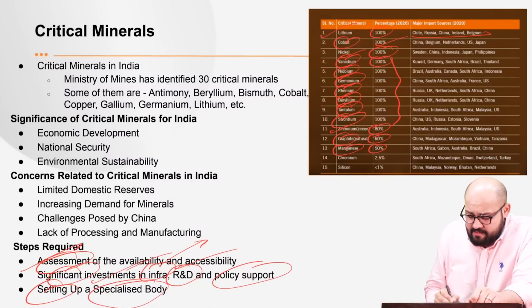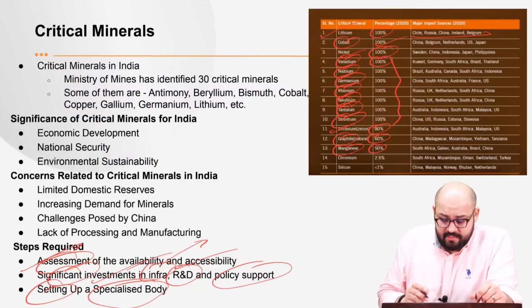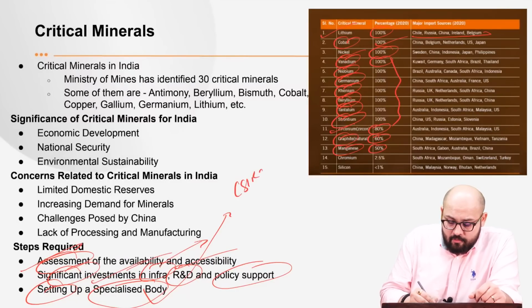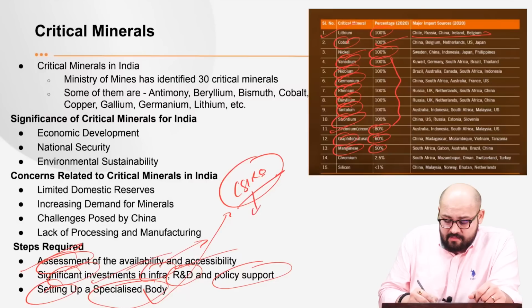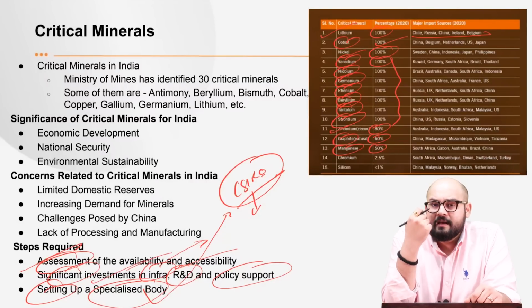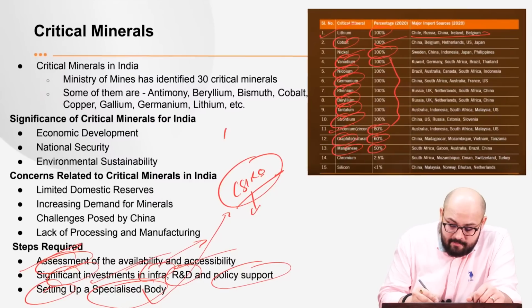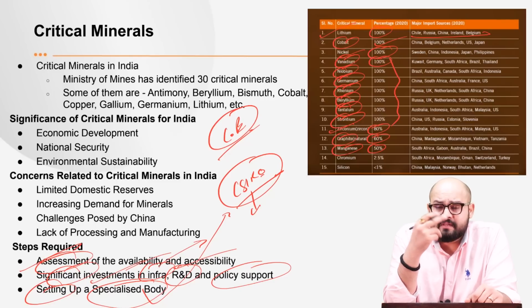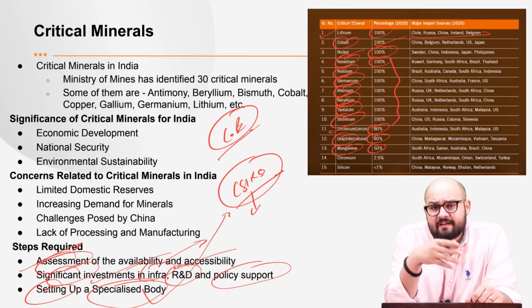Next is setting up a specialized body. So there needs to be a setting up of a specialized body. For example, we have got CSIRO in Australia. Now, this is the most important research and development organization when it comes to research and development with respect to the critical minerals in Australia. So that can also be done in India. A first step can be that India can establish a center of excellence in the Ministry of Mines, which deals only with the critical minerals, right? Later it can be expanded.